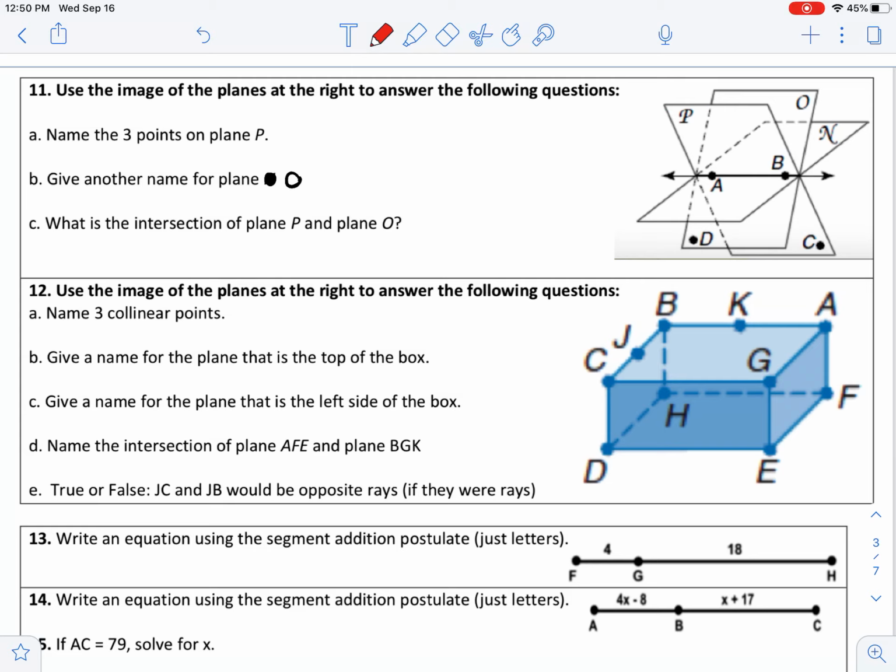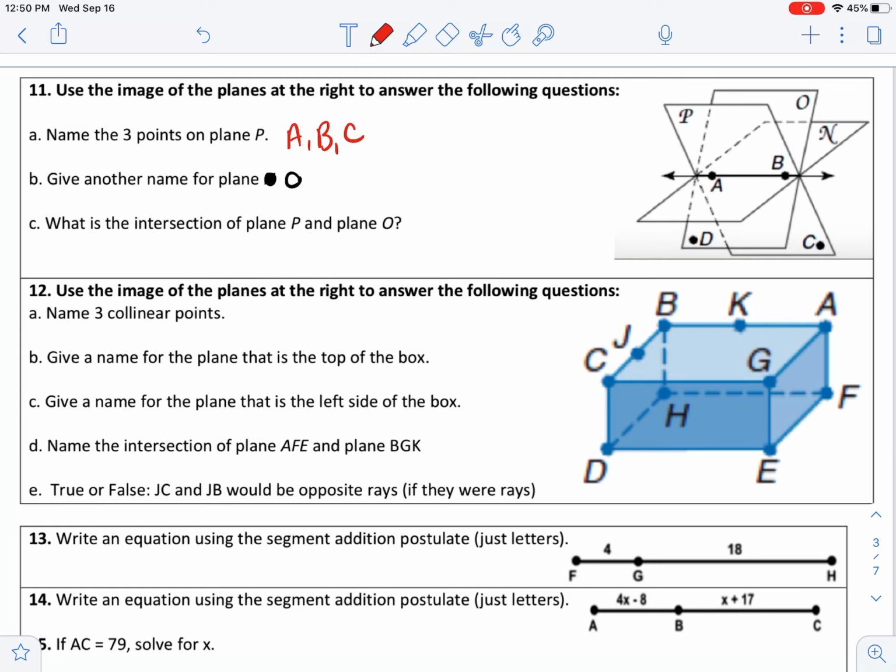There's P, and it looks like P is this rectangle right there, that plane. So this is a plane, a flat surface, two-dimensional. And the 3 points that are inside my red border look like it's A, B, and then down in that corner there is point C. So there's plane P, named by 3 points.